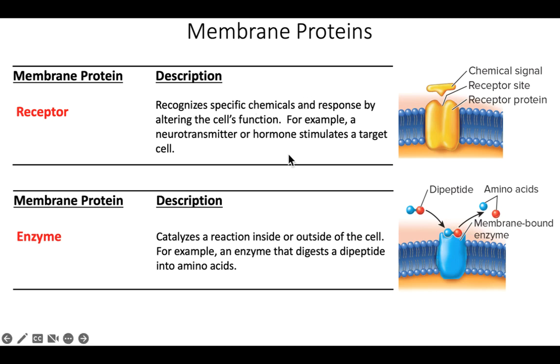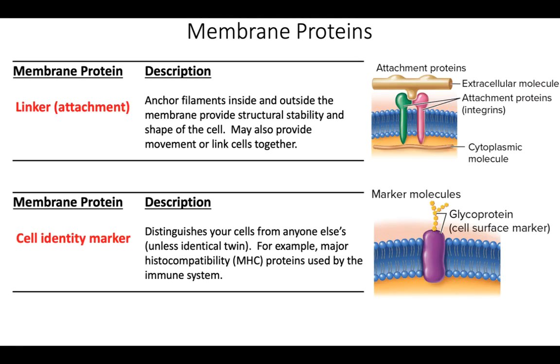They could also be enzymes. So an enzyme is just going to cause some sort of chemical reaction. This would be a membrane-bound enzyme. And it's taking this molecule they call a dipeptide and breaking it into amino acids. So that's just one example of what an enzyme could be. We're not going to really talk too much about membrane enzymes. Linkers. Linkers just will attach the cell to maybe a protein outside of the cell. This is often done so the cell could potentially be stabilized, to hold the cell in place. A lot of cells need to be attached to other tissue, so they'll use these linker attachment proteins.